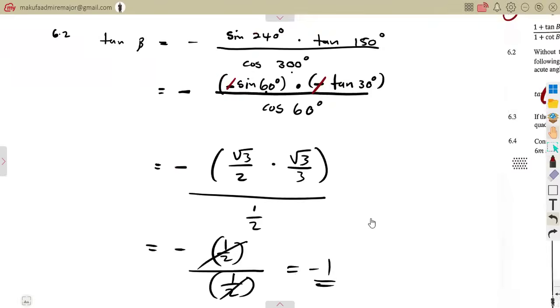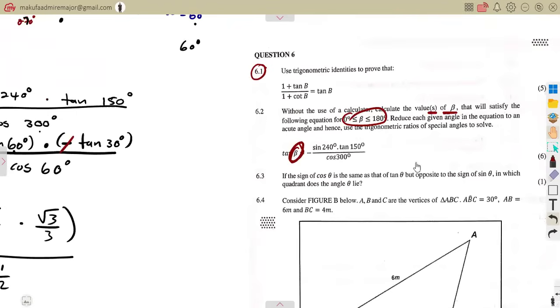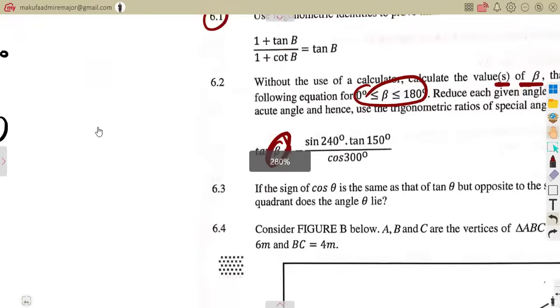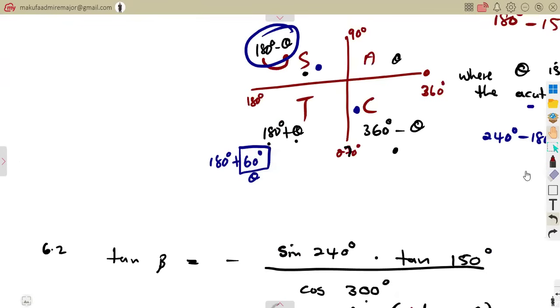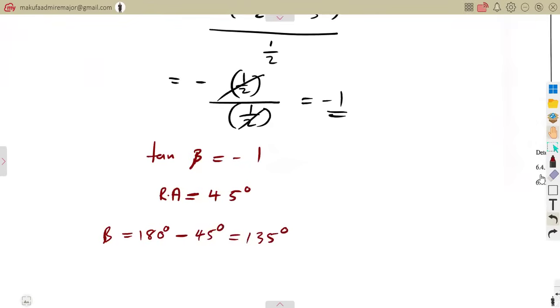So according to the interval that we are given, 360 minus theta is not going to work because our beta is taken from 0 to 180. In actual sense, we are supposed to have a solution again from 360 minus the reference angle, but we are not going to consider that because of the interval. So the only solution for beta is going to be 135 degrees. That is the only solution. Not 45. 45 is a reference angle, the one that is giving you the direction.